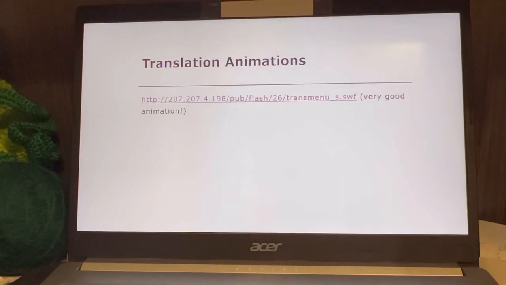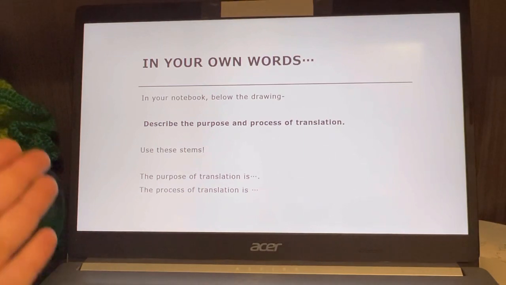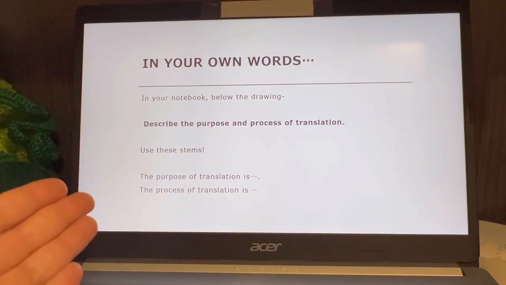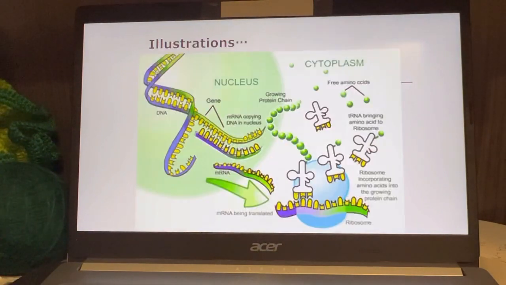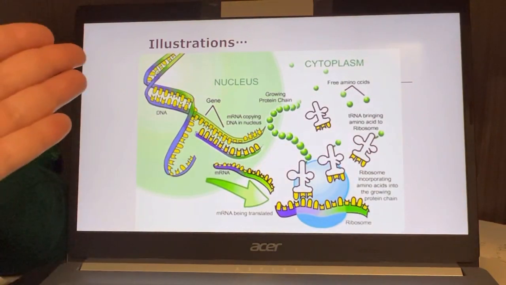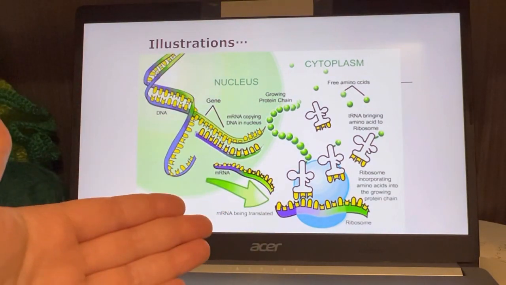Alright, animations, if you want to watch how translation works, also for you to watch. Alright, so, in your own words, purpose of translation, process of translation. Go for it. Alright, an illustration describing the process of protein synthesis.